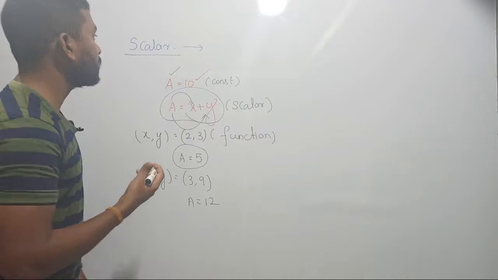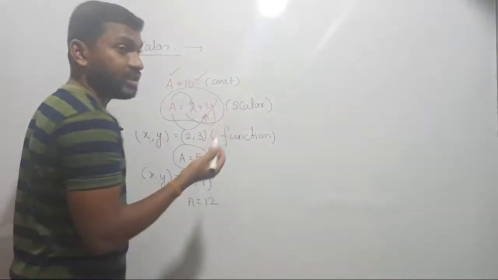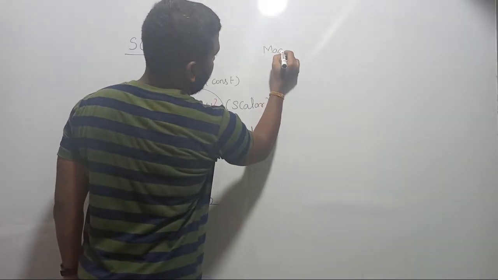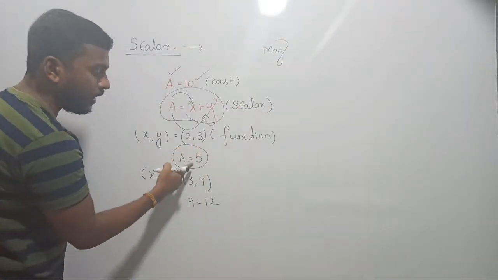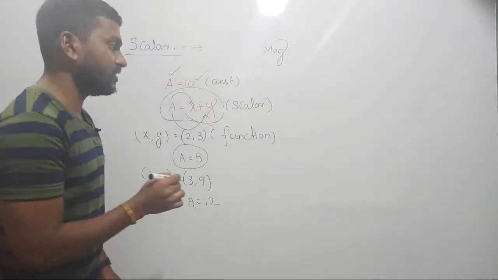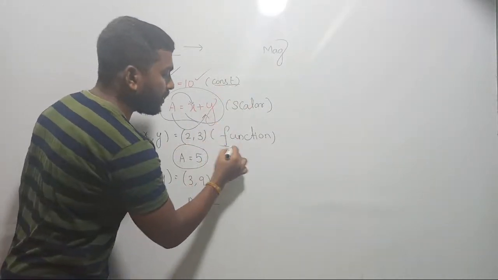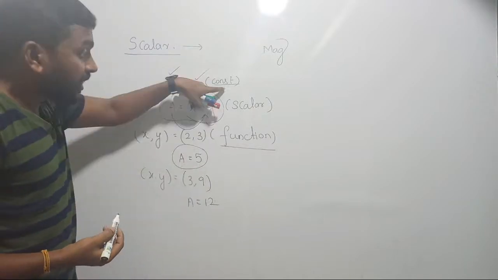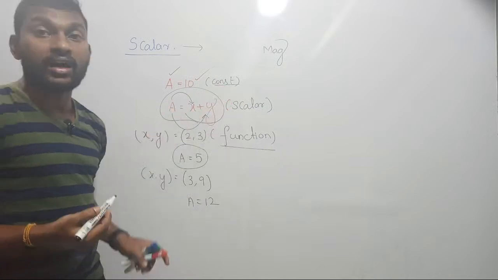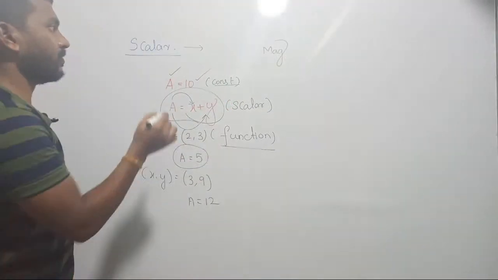So what is the conclusion? Scalar is a function and it has only magnitude. That's all. It won't have any direction. Scalar is not a constant. Scalar is a function. There is a difference between constant and function. A constant will come from the function. So what is the origin? Origin is a function. It is not always constant. That is what I would like to conclude.